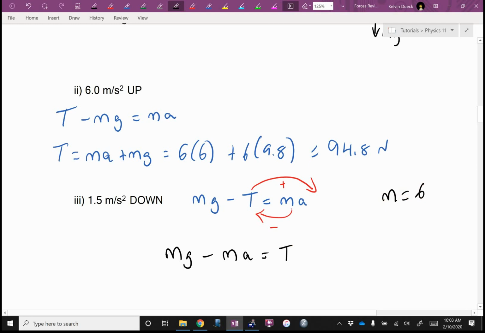M was 6. So you're going to get tension equals 6 times 9.8 minus 6 times 1.5. And again, we don't need to make that 1.5 negative, even though it's down, because we've taken care of that in our equation. What do you get? 49.8 newtons, which is smaller than this answer.